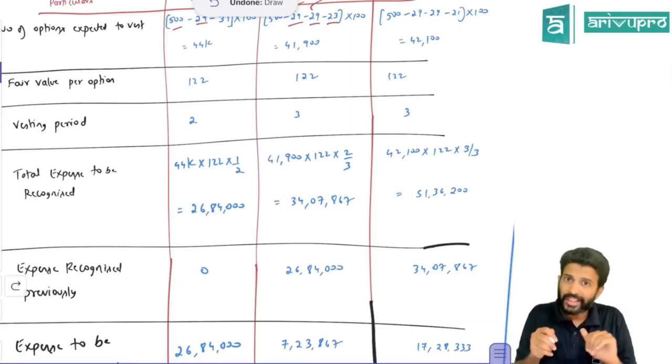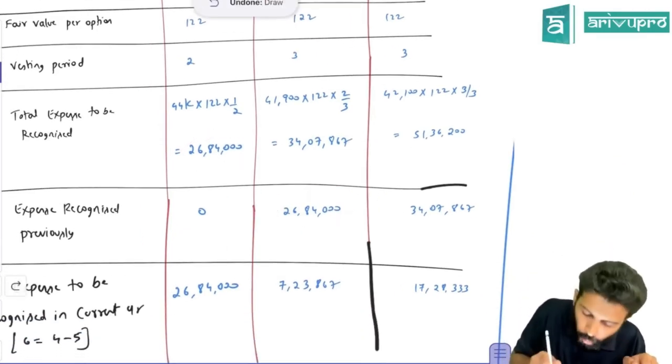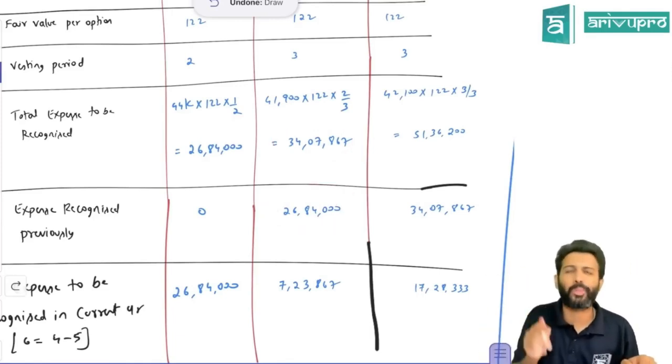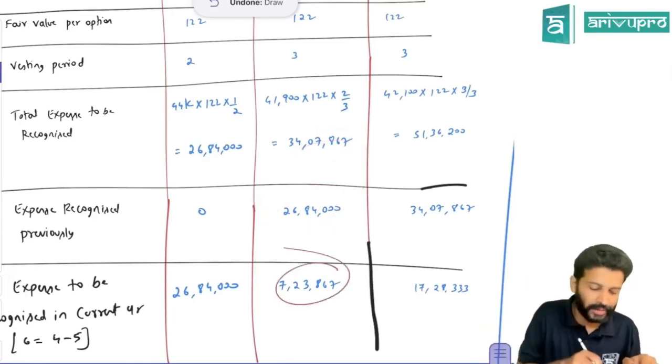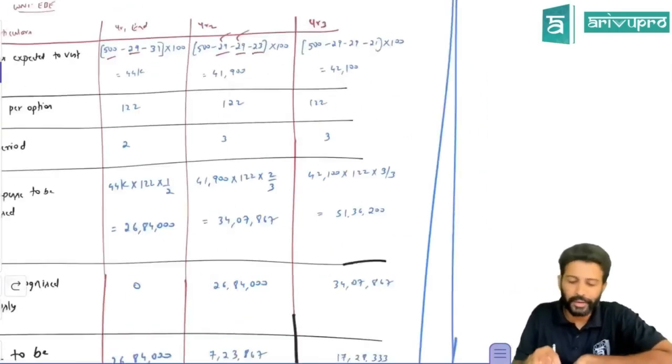Have you recognized any expense previously? Yeah, last year you already booked 26,84,000. So reduce that. For 2 years put together, expense should be 34 lakh. You already recognized 26,84. So how much more to be recognized? These two come minus, which will be 7,23. That is the expense to be booked for the second year. Like this. Again, do the same data for third year.